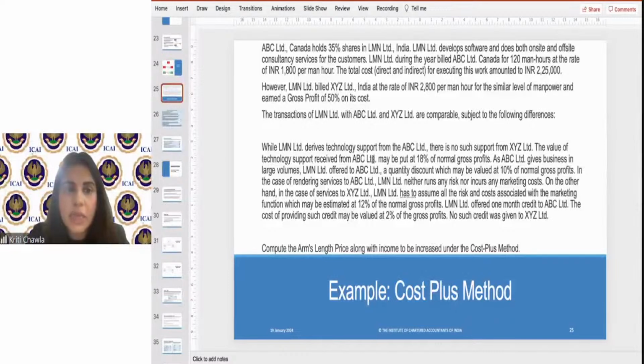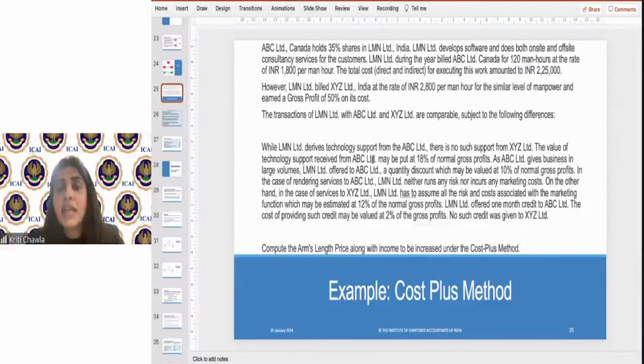Let's say there is ABC Limited, which is in Canada. So this is a Canadian enterprise, ABC Limited. It holds 35% shares in LMN Limited, which is in India. When ABC Limited, a Canadian company, holds shares of LMN Limited in India, you know that these two are entities related to each other. That is because they are holding 26% or more share capital in the other enterprise. If they're holding 35%, obviously they are related to each other. So related party is established.